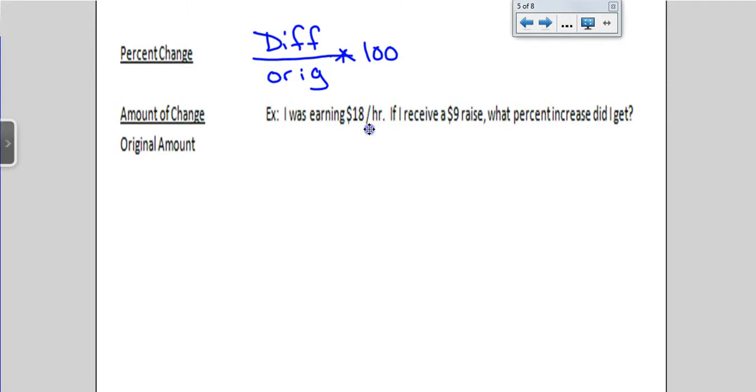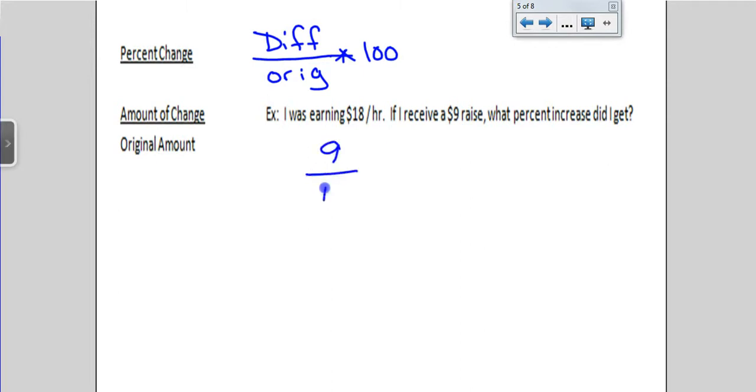So I was earning $18 per hour. I got a $9 raise. What percent increase did I get? Well, I was earning $18, and when I get a $9 raise, now I'm making $27. I don't actually have to use the number 27 because I know the difference in my two earnings were $9. So that goes on top.